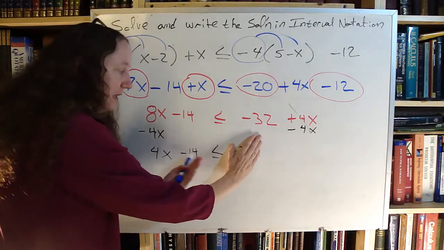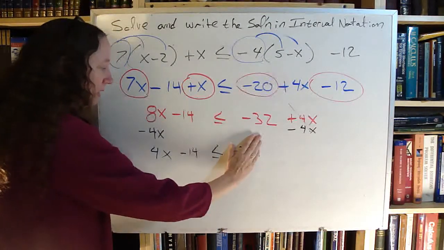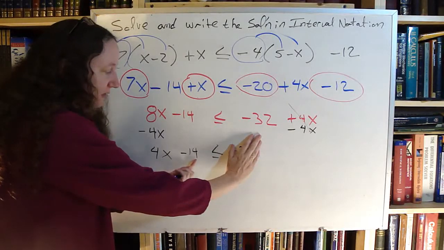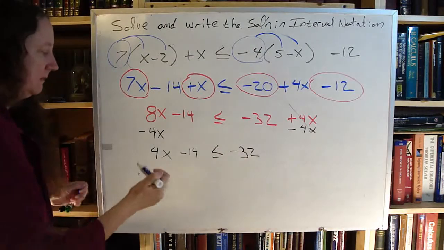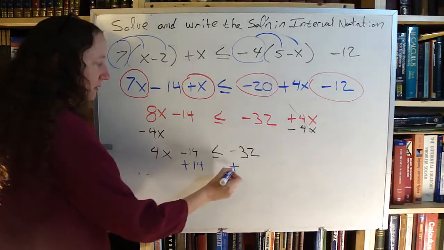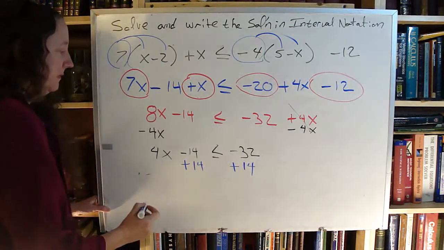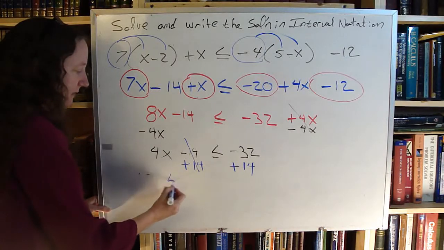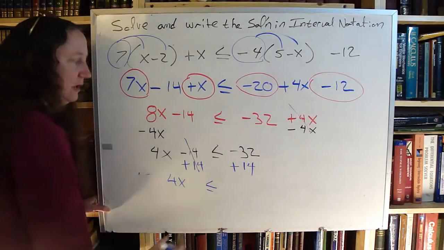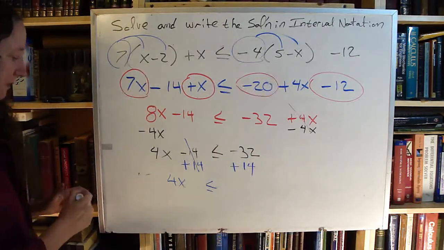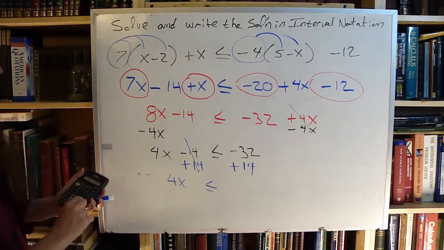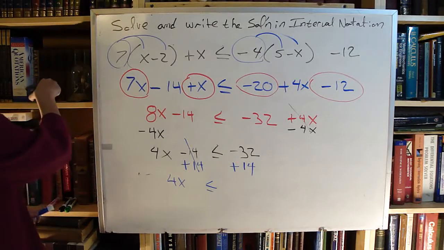So I look at the side of the inequality where my x is. I look for anything that's being added or subtracted to it. I need to get rid of that minus 14. So I'm adding 14. That cancels out over here. I have 4x. I have my same symbol. Negative 32 plus 14. If you don't know what it is, feel free to grab your calculator. Negative 18.